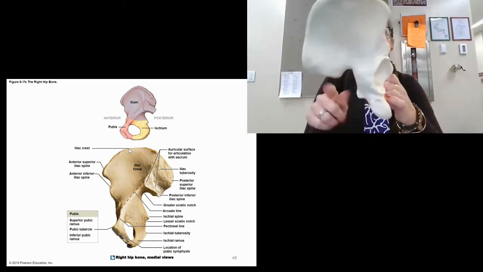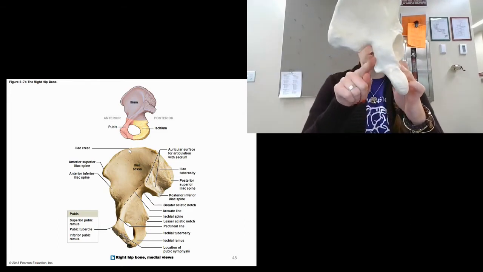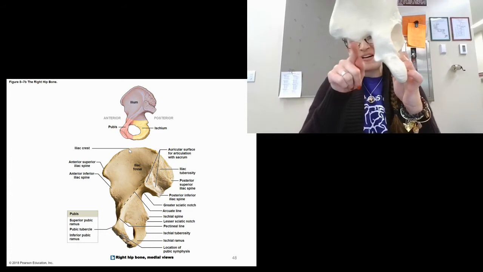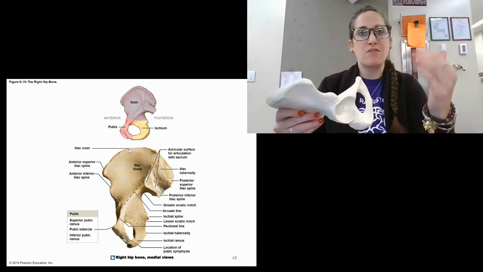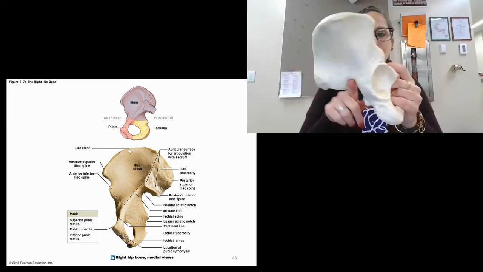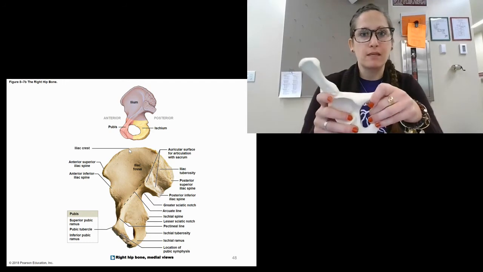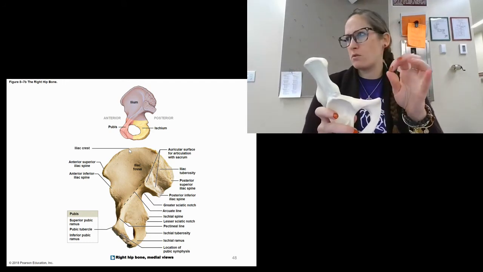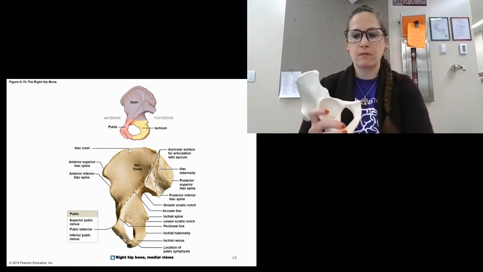And then you have a structure located on the posterior side, and that's called the greater sciatic notch. On the greater sciatic notch, that allows for obviously the sciatic nerve, as well as some vessels to be able to make their way from the spinal cord down the pelvis and into the leg. So those are your four markings that you have to be able to identify for the ilium.